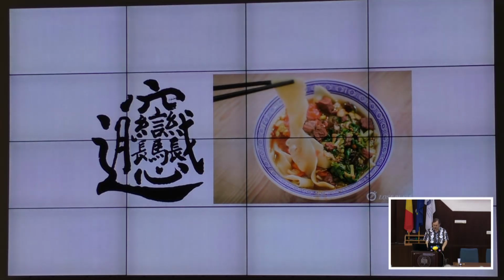So that was biang, mian. Now, mian, the noodles, you're more familiar in Japanese perhaps with men. If you've had ramen, the men of that is noodles. Same idea. But they borrowed it way back when from Chinese, and so the pronunciation is different in Japanese.